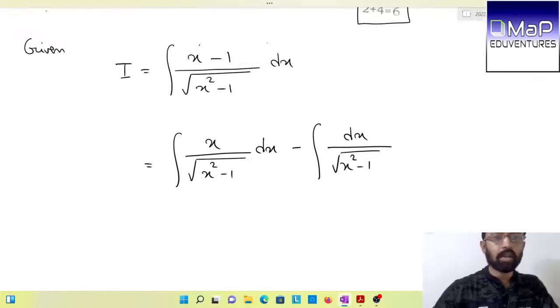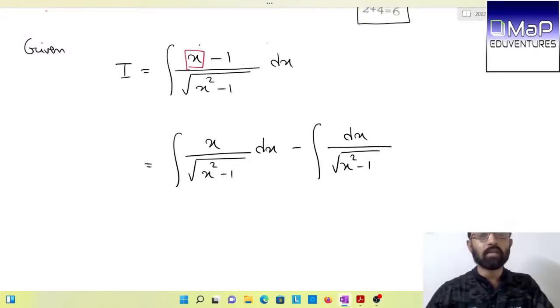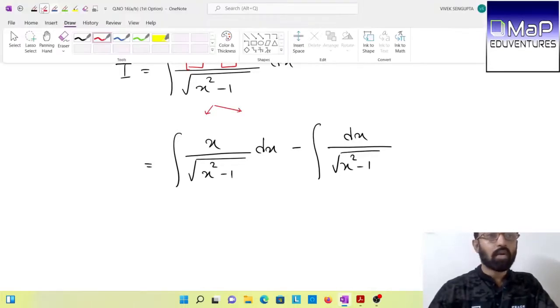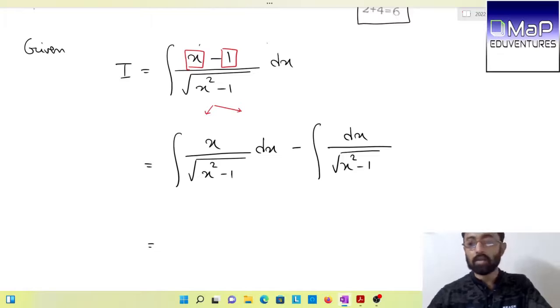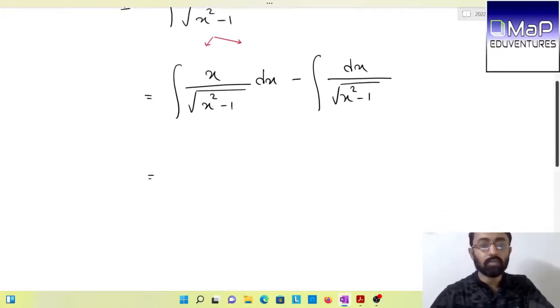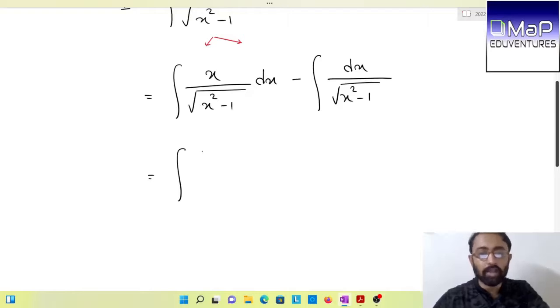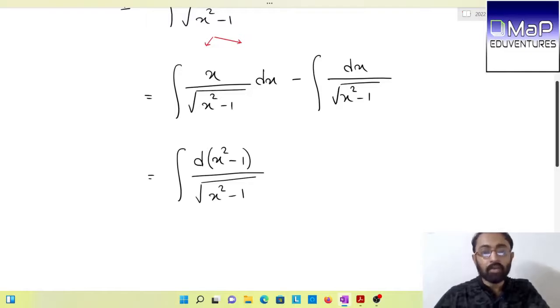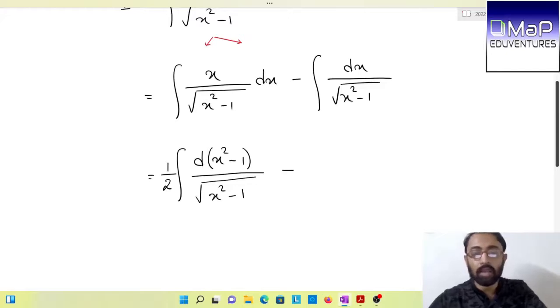So here what did we do? Nothing. We have just split the numerator into two parts. Okay. Now in the first part, observe that in place of x dx, we can actually substitute x square minus 1, as we discussed in the last class. But in doing so, if you differentiate, you will get twice x. But we don't have twice x, only x is there. So you have to take a half.